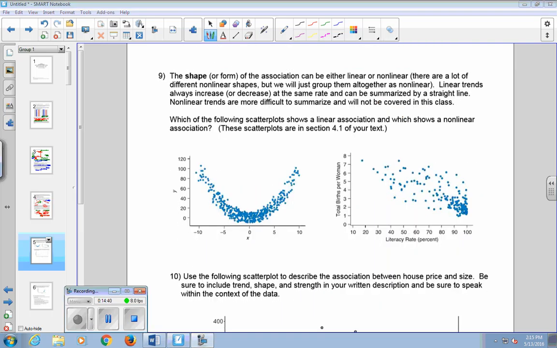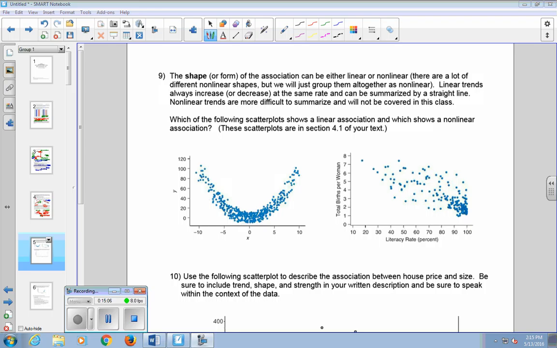Okay, number 9, the shape or form of the association can be either linear or nonlinear. There are a lot of different nonlinear shapes, but we'll just group them all together as nonlinear for now. Later classes in statistics, or a Statistics 2 class, might go into other models for nonlinear. Linear trends always increase or decrease at the same rate and can be summarized by a straight line. Nonlinear trends are more difficult to summarize and again won't be covered in this class.